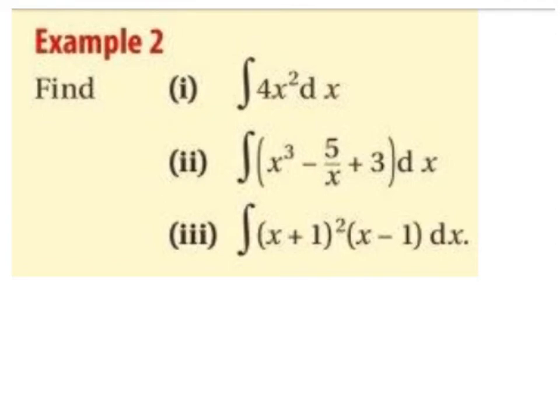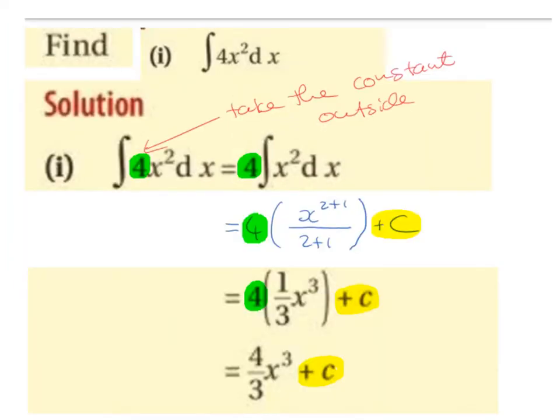Example, find the integral of 4x squared dx, the integral of x cubed minus 5 over x plus 3 dx, and the integral of (x plus 1) squared times (x minus 1) dx. So let's start off with the integral of 4x squared dx. We're going to take the constant outside and stick it in front of the integral. So now we're integrating x squared dx.